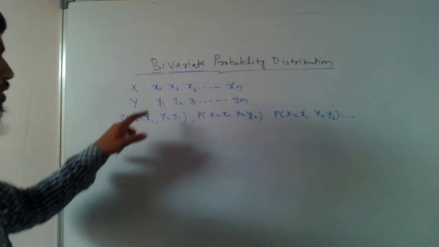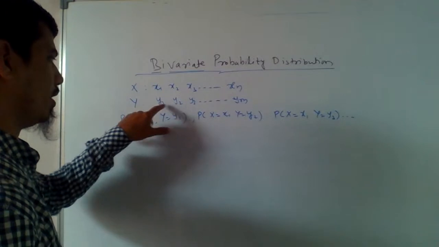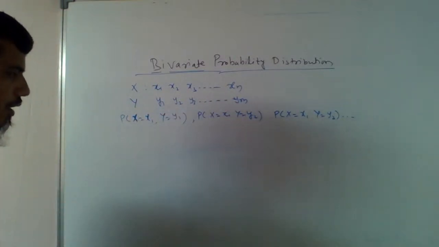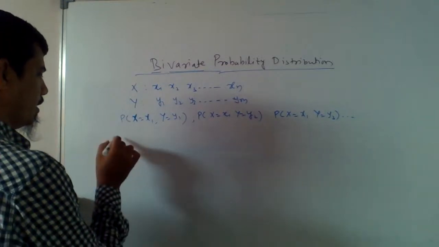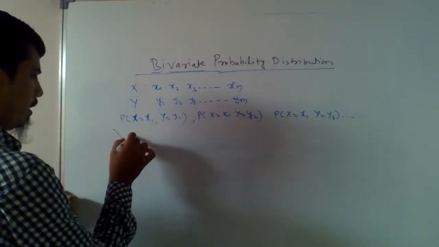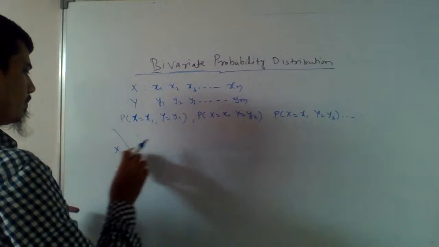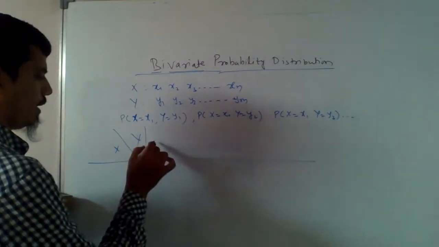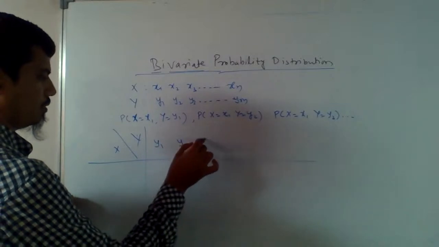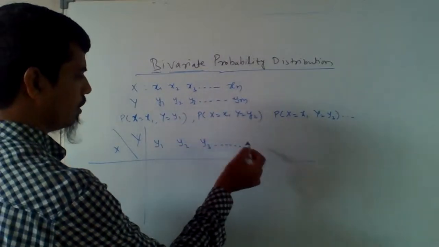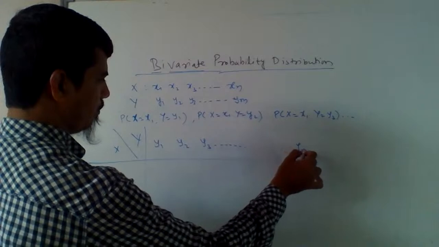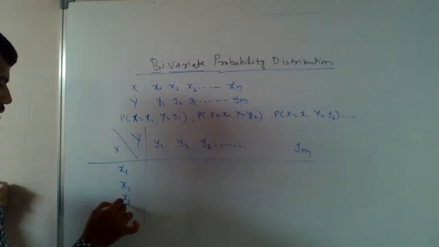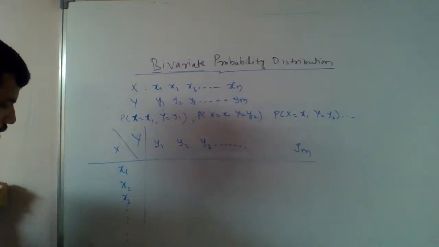Similarly, take the combinations of x2 with y1, y2, y3, and so on. Shortly, we can write the table in this form. Here you have to write the values of x and y. Y takes values y1, y2, y3, and so on up to ym, and x takes values x1, x2, x3, and so on up to xn.